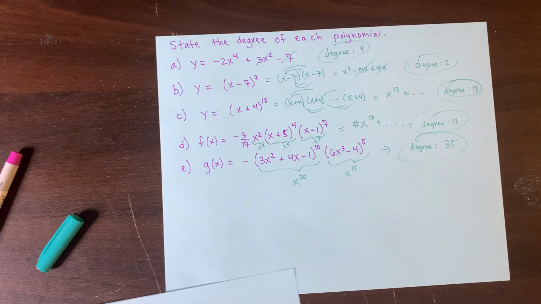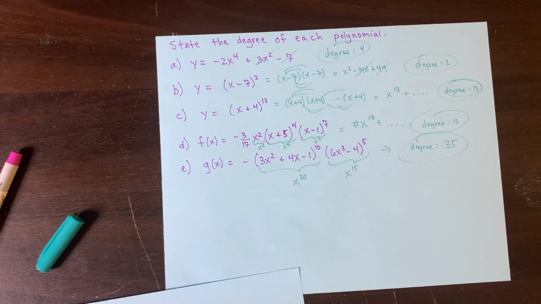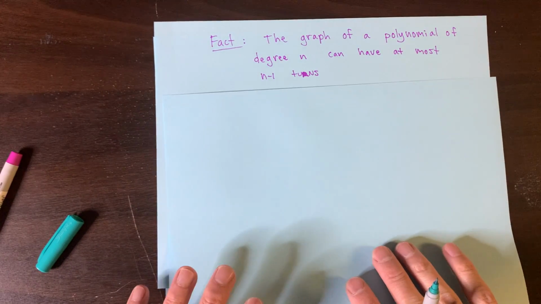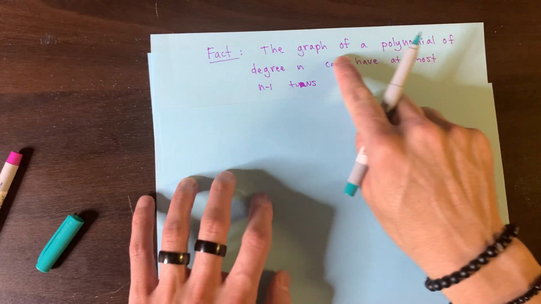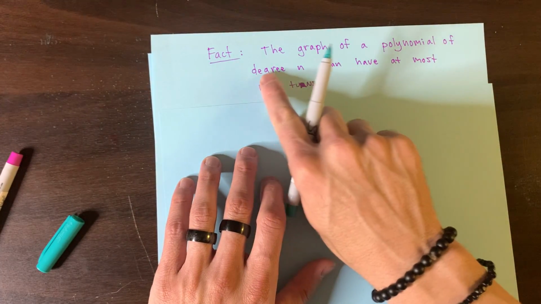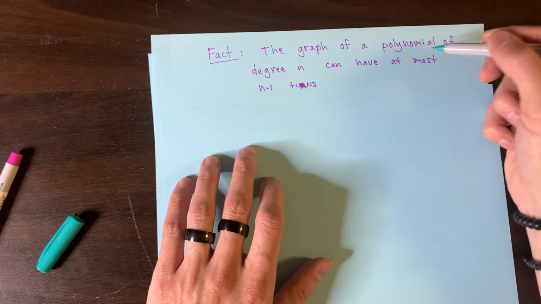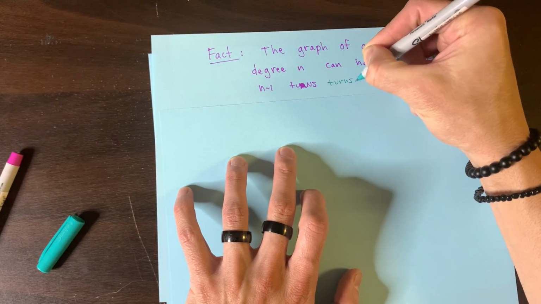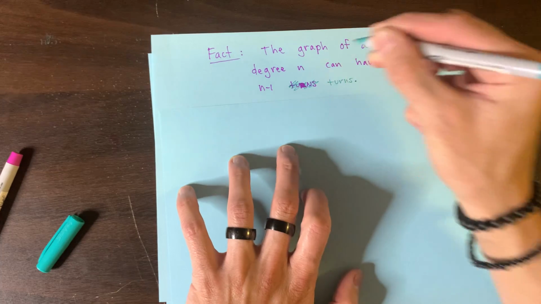Another idea, though, that is very relevant and very connected is this idea right here. And that is, here's a fact. The graph of a polynomial of degree n can have at most n minus 1 turns. Let me just write this word again. Turns.